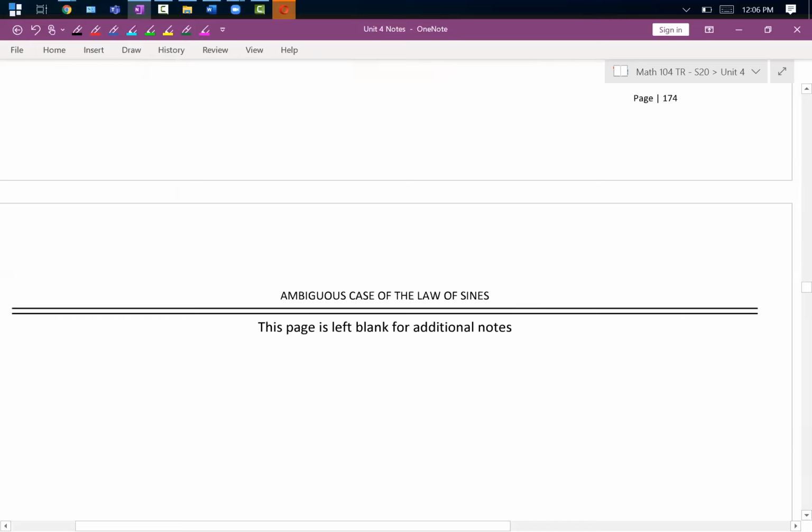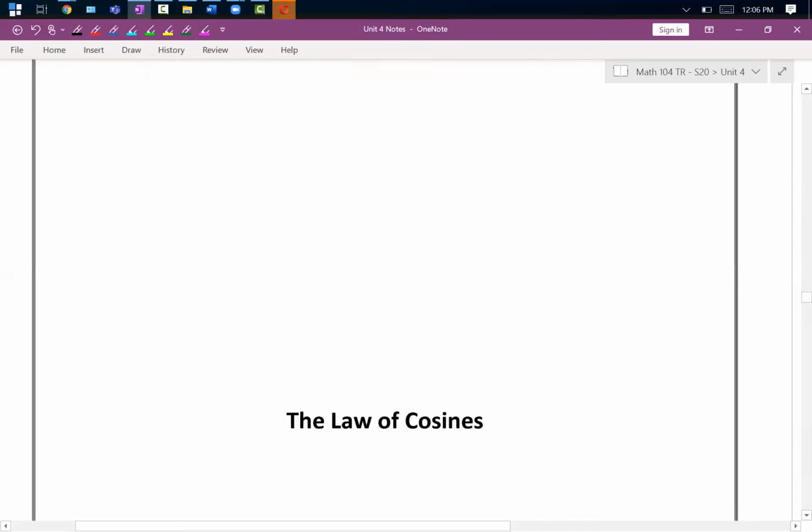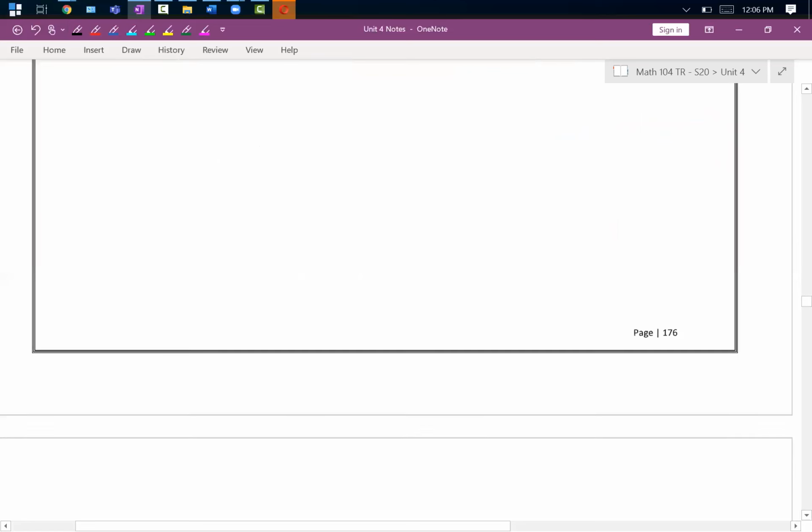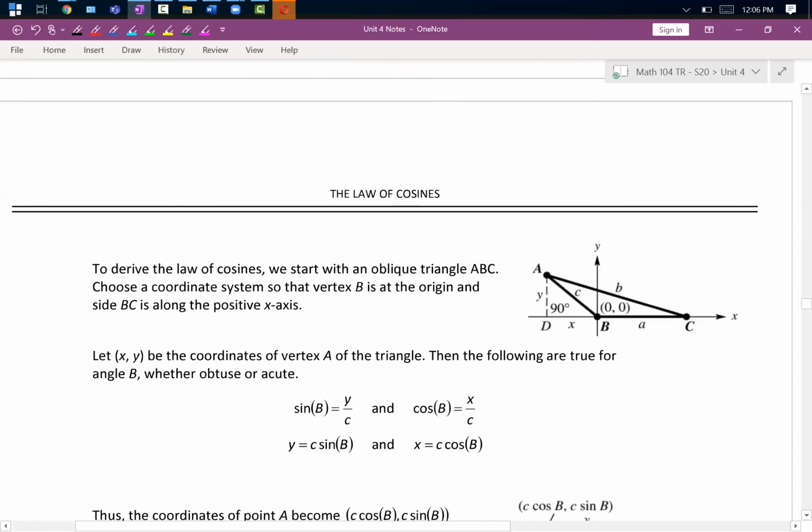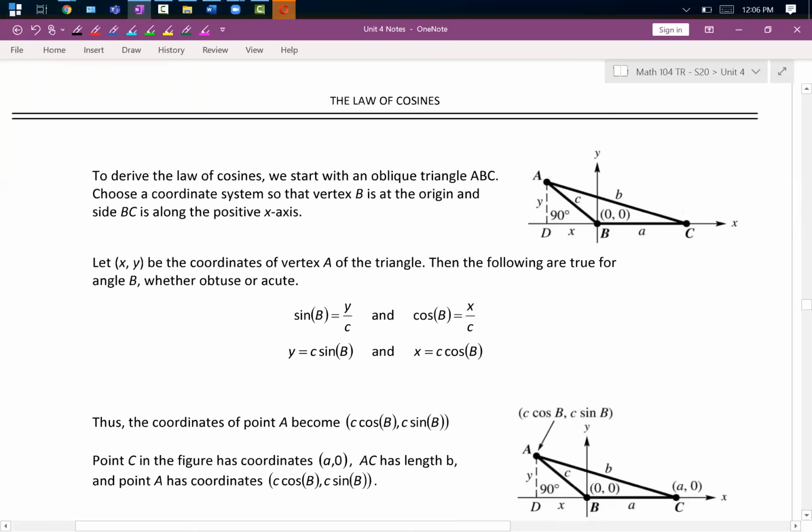All right, then we will move on to the law of cosines. This handles our case 3 and our case 4. But again, I never think of the cases. If I got a known pair, it's law of sines. If I don't have a known pair, it's law of cosines. But I'm going to start by deriving law of cosines for you, just so you understand where it comes from.